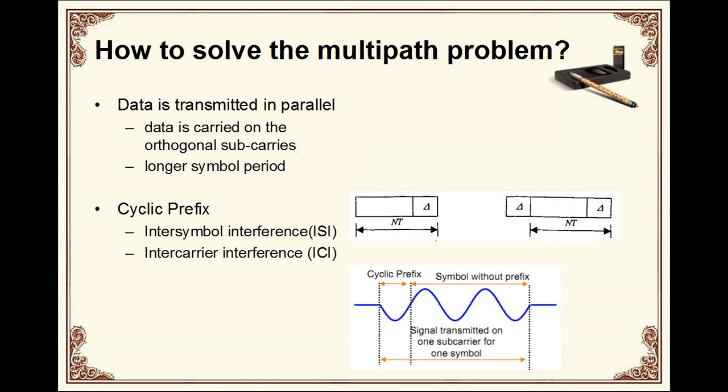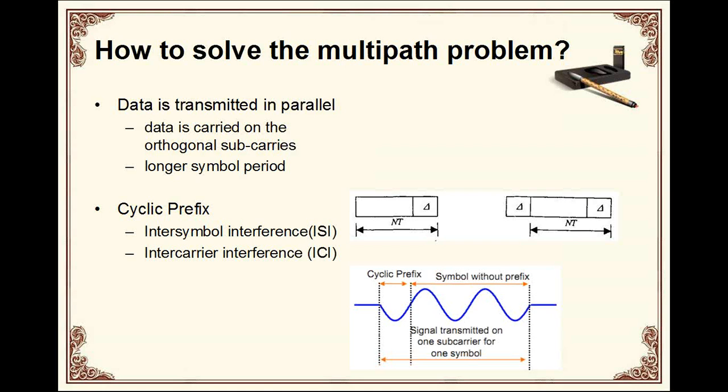Then how does OFDM solve the multipath problem? There are two key points in OFDM. First, data is transmitted in parallel because data is carried on orthogonal subcarriers. Orthogonality of carriers is important because it ensures the signals can be separated at the receiver side even though they overlap together, which eliminates inter-carrier interference. Because of the use of orthogonality, there is a half overlap of every adjacent subchannel. Thus, the spectral efficiency is nearly double that of a single carrier transmission system.